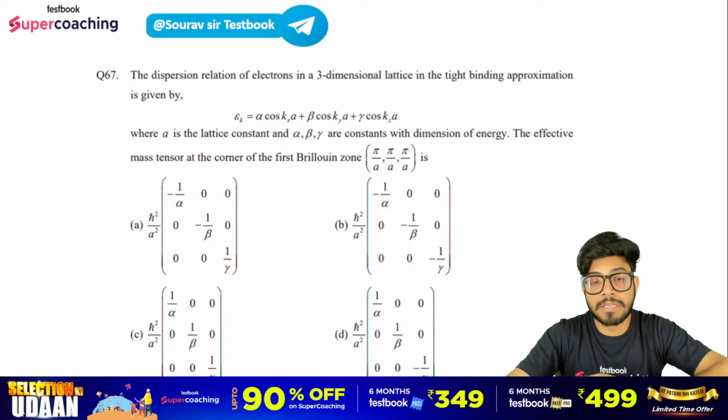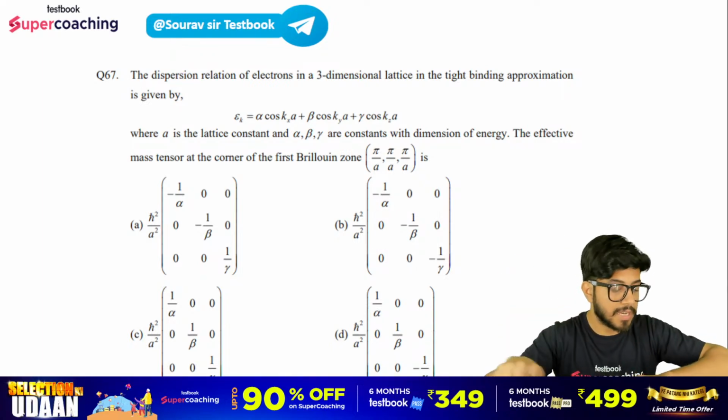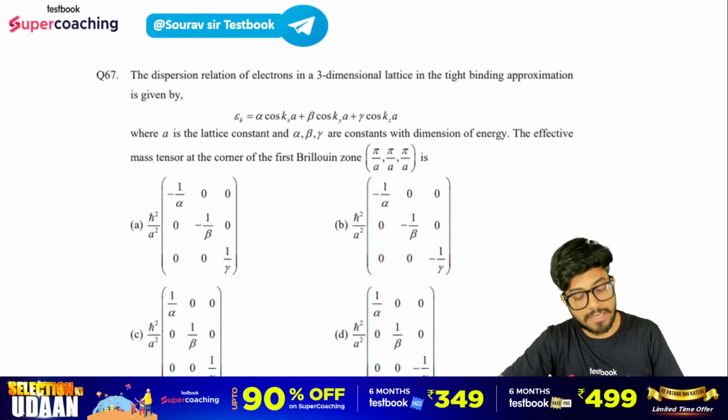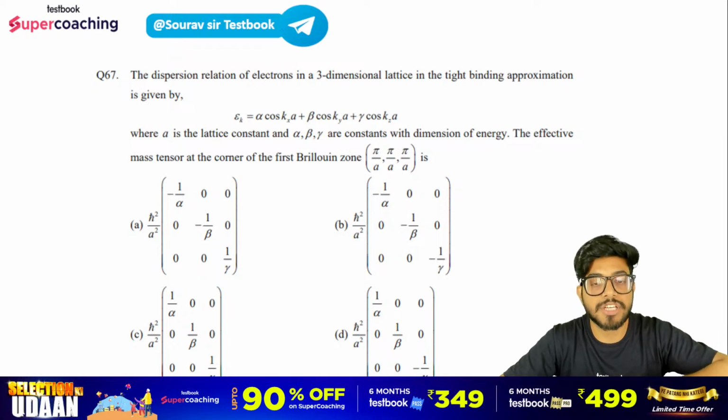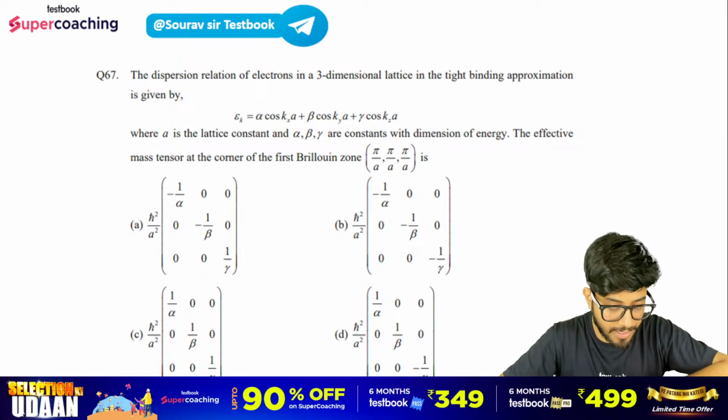Now moving on, in today's class, the first question is right now in front of you on the screen. So please just see it and let's start solving questions upon it. Let me tell you what the first question says. The dispersion relation of electrons in a three-dimensional lattice in the tight binding approximation is given by E(k) = alpha cos(kx a) + beta cos(ky a) + gamma cos(kz a), where a is the lattice constant, and alpha, beta, gamma are constants with dimension of energy. You have to find the effective mass tensor at the corner of the first Brillouin zone.